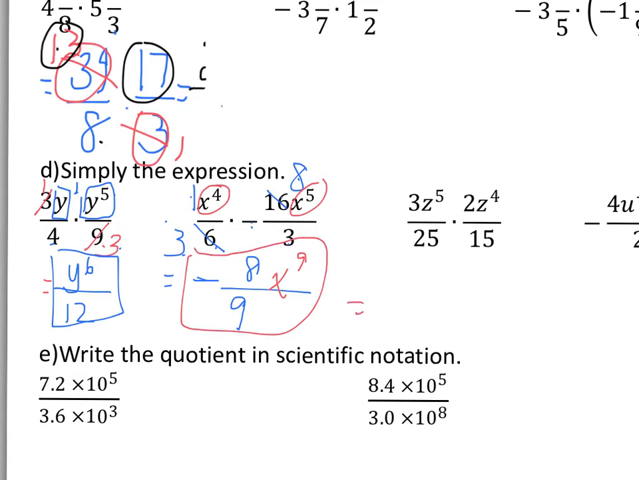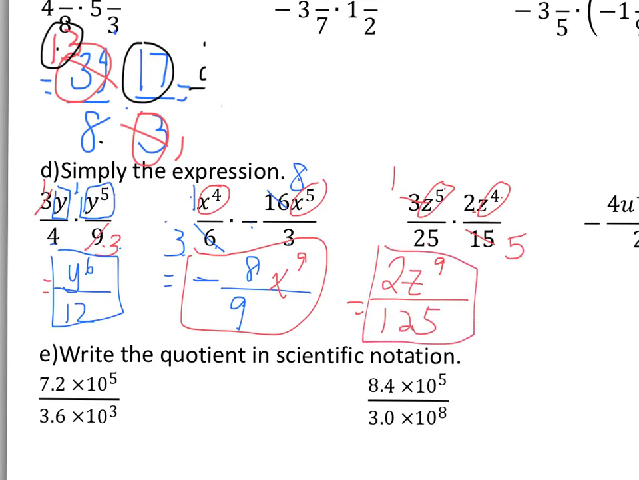Okay, and the next one. I see that I can first simplify 3 with 15. 15 divided by 3 is 5. Okay, and then that's it. Now I can add 5 and 4. So z to the 9th power. Okay, and I'm not going to forget the 2 here. And 25 times 5 is 125, and that's in simplest form.